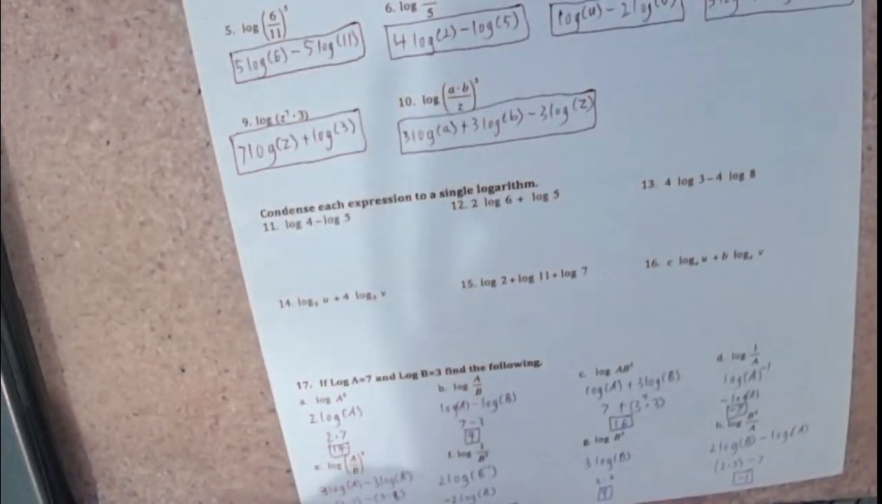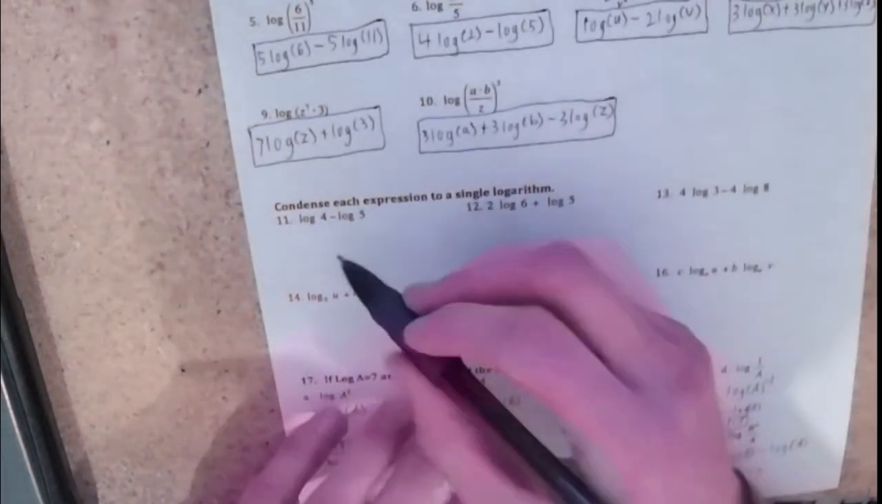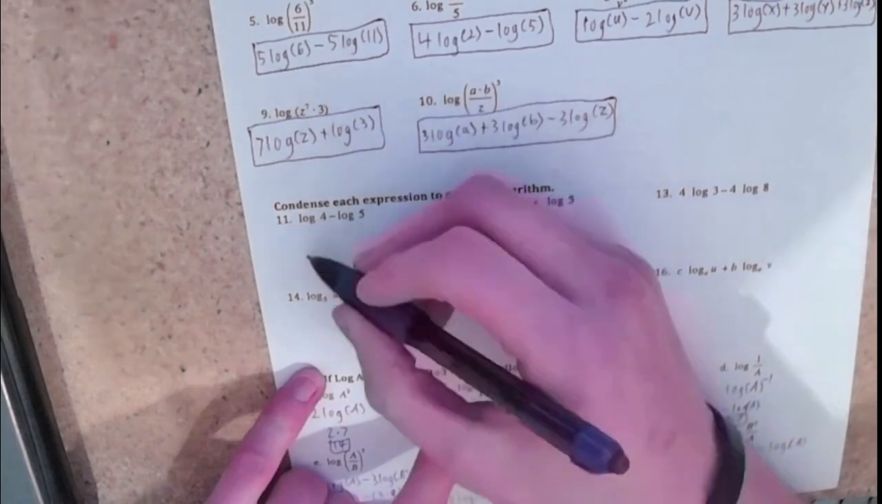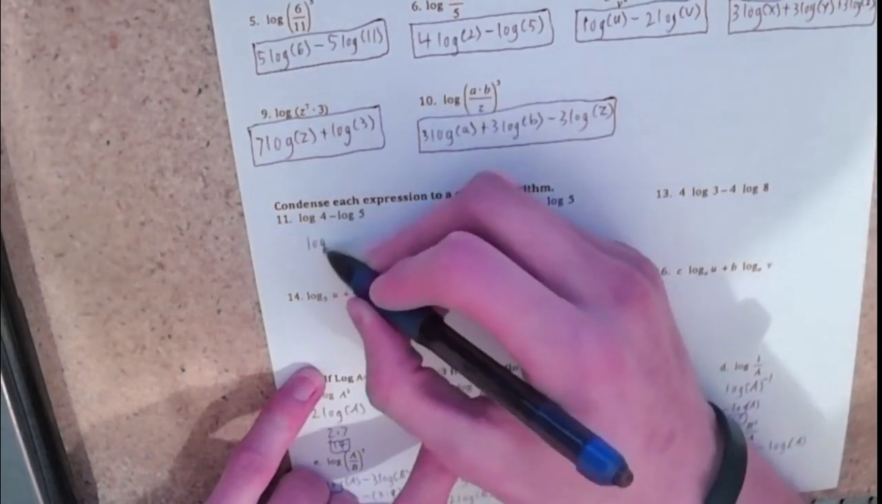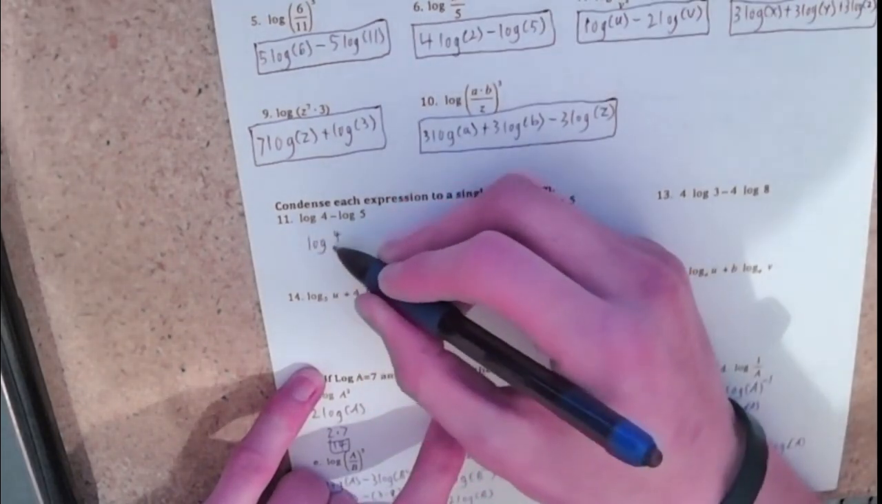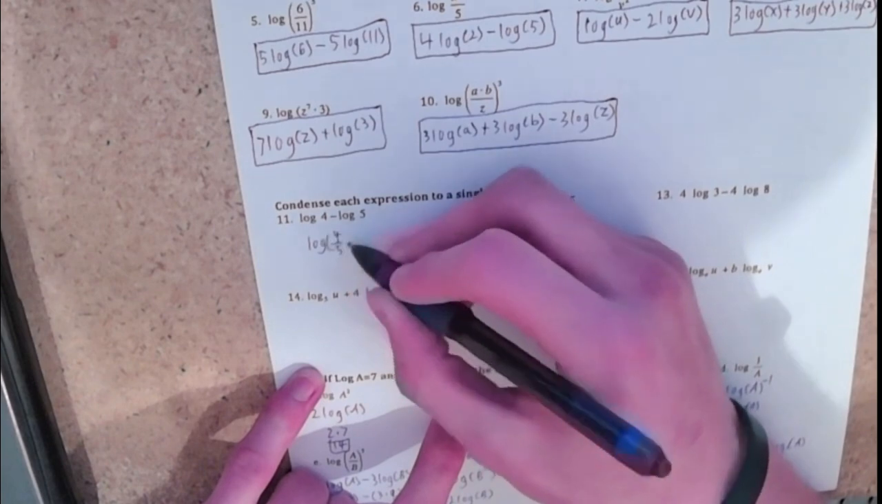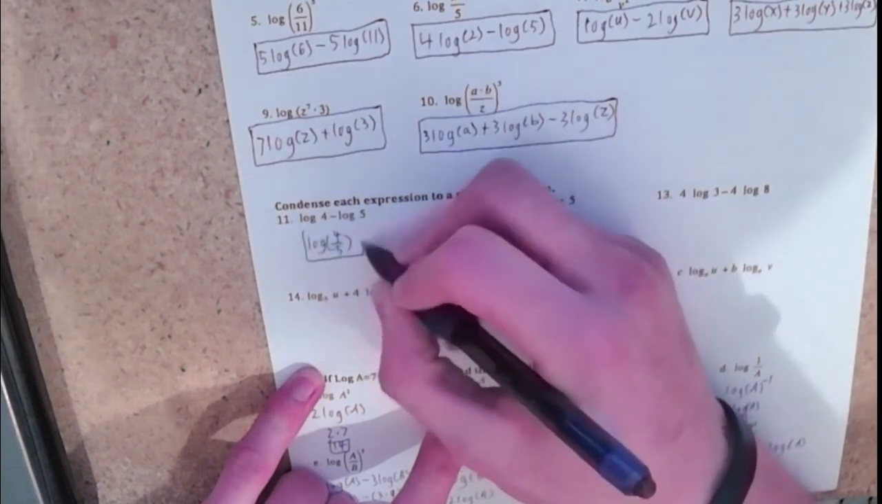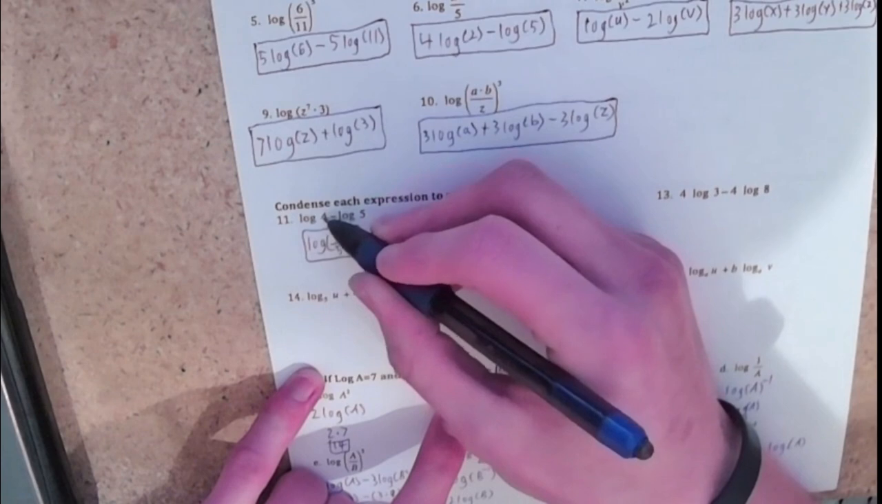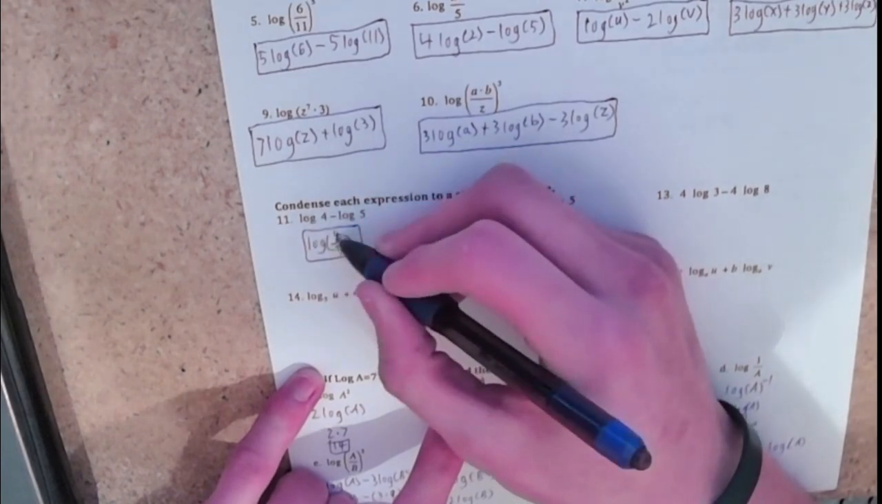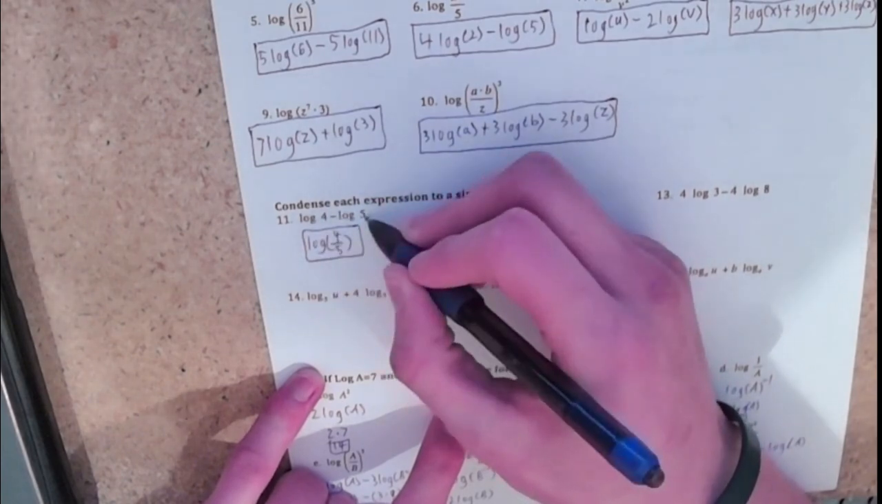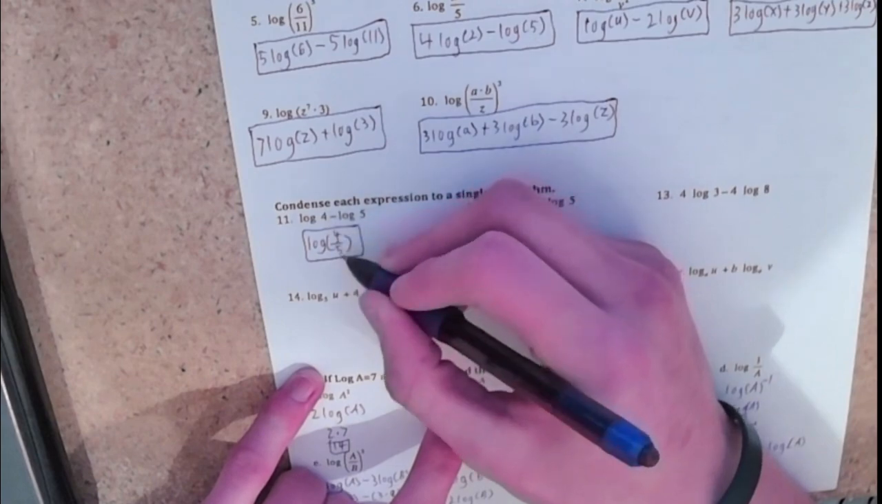Alright, it's the next day, so now we need to condense each expression into a single logarithm. Since it's subtracting, we can turn that into a log of 4 divided by 5, which is our final answer. Since the 4 is positive, it goes in the numerator, and since the 5 is negative, it goes in the denominator.